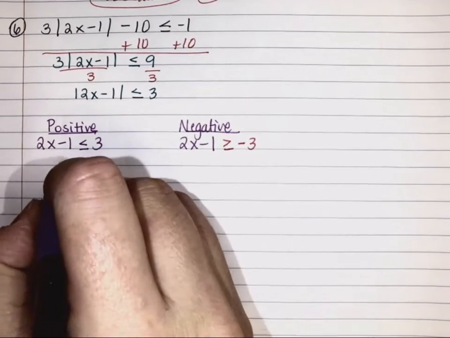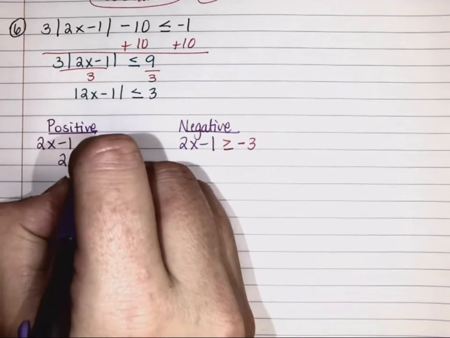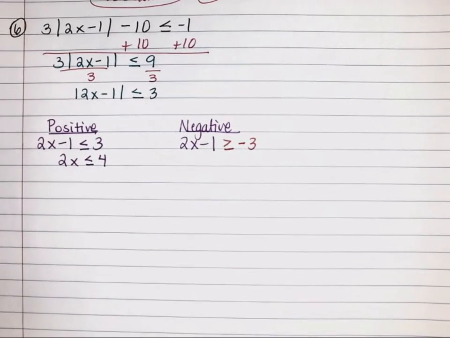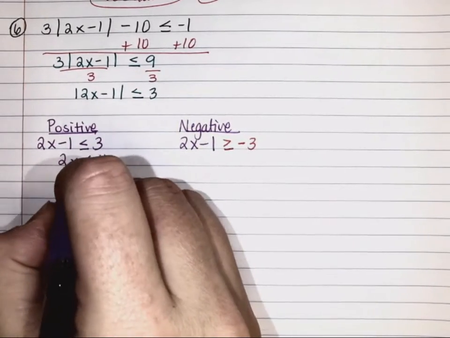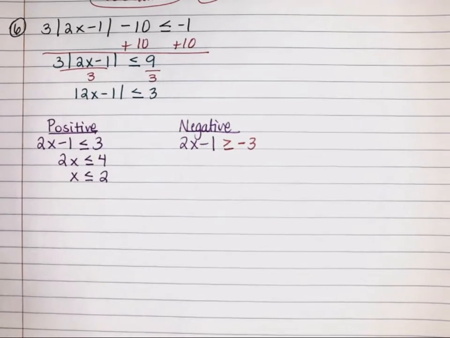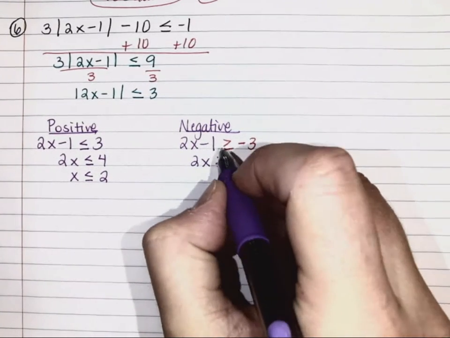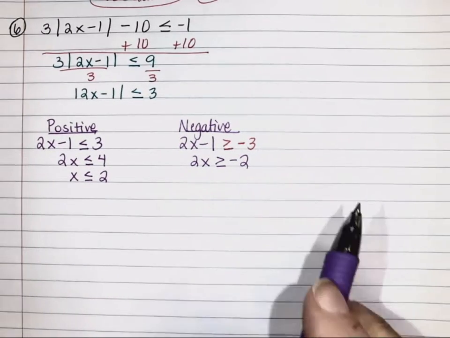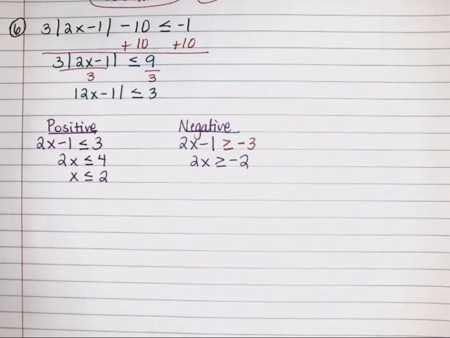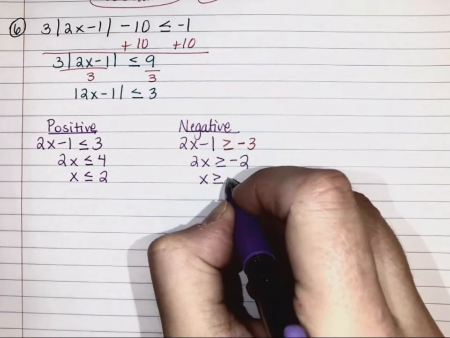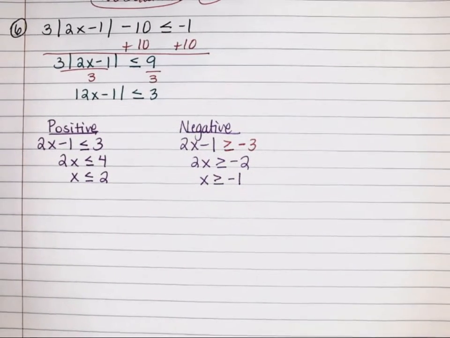Okay, let's solve each part. So we're going to add 1 to both sides, and I get 4. And then divide by 2, you get x is less than or equal to 2. Negative, I get 2x greater than or equal to negative 2. When I add 1 to both sides, divide by 2, and I get x greater than or equal to -1.